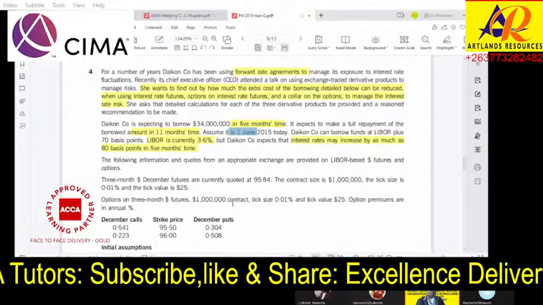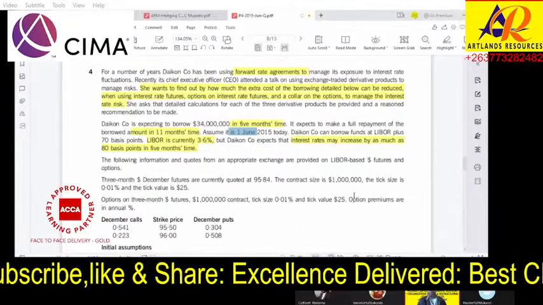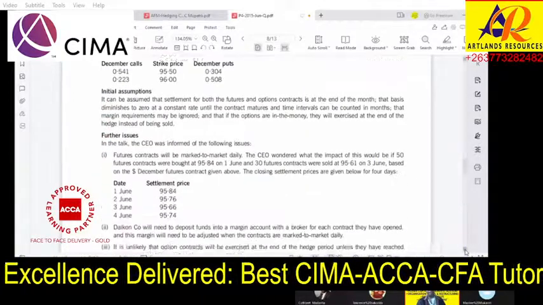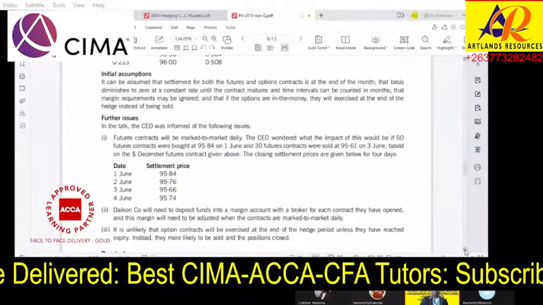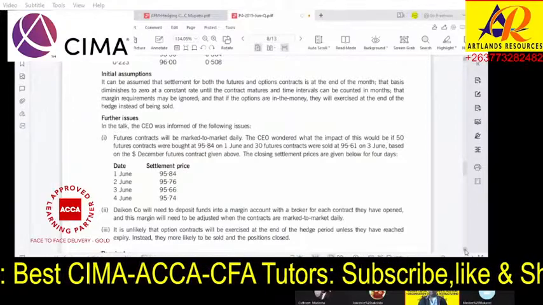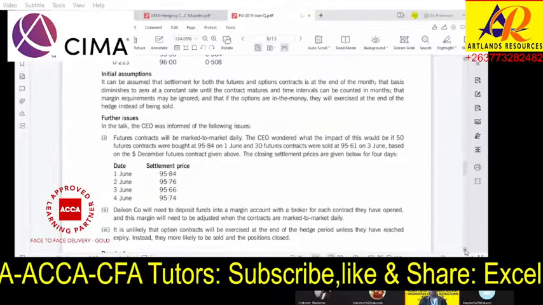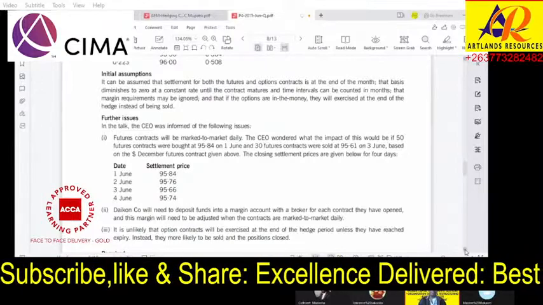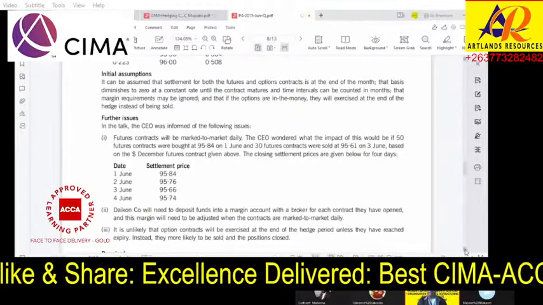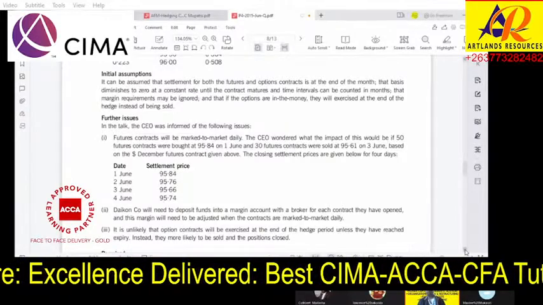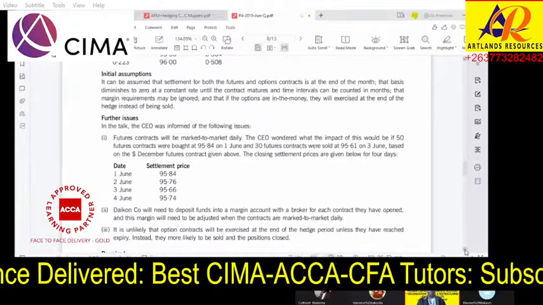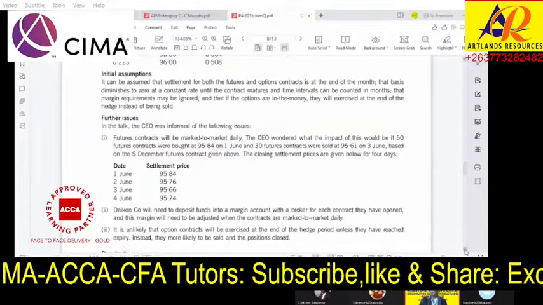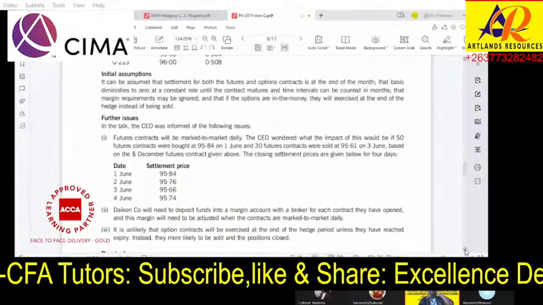Options on 3 month dollar futures, contract size 1 million, and you are also given the tick value to be 25. Options premiums are in annual percentages. Initial assumptions. It can be assumed that settlement for both futures and option contracts are at the end of the month. That basis diminishes to zero at a constant rate until contract matures, and time intervals can be counted in months. That margin requirements can be ignored, and that if options are in the money, they will be exercised at the end of the hedge instead of being sold. Further issues. In the talk, the CEO was informed of the following issues. So, number one, futures contracts will be marked to market daily.